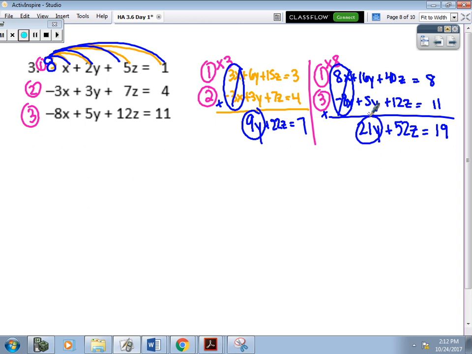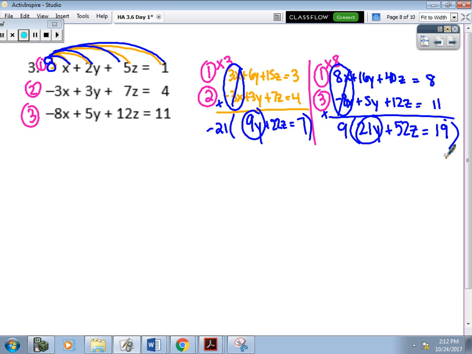A lot of you are sitting there like, what? Where did he come up with that? I wouldn't think that. That's okay. You don't have to. If you don't realize that the least common multiple is 63, you can just multiply this one by a negative 21 and multiply this one by 9. You don't have to find the least common multiple. It's just going to make your numbers smaller.